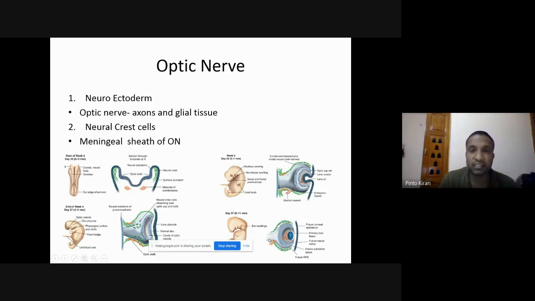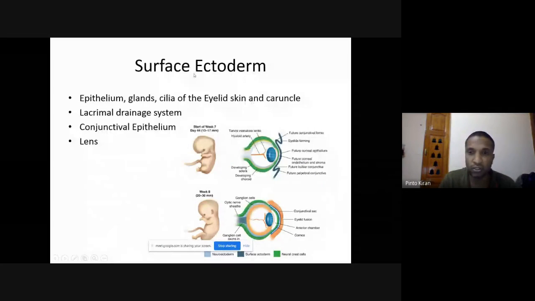Next, what are the structures which arise from the surface ectoderm? I told you in the beginning, the lens arises from the surface ectoderm because that will get impinged into the neuroectoderm. Then all the epithelium of the skin, caruncle, and the lacrimal gland and also the cilia of the eyelid come from the surface ectoderm. Lacrimal drainage system arises from the surface ectoderm. Conjunctival epithelium arises from the surface ectoderm because this was the question asked previously. That's why I'm covering this part. Next is lens, we have discussed earlier. These are the structures which arise from the surface ectoderm.